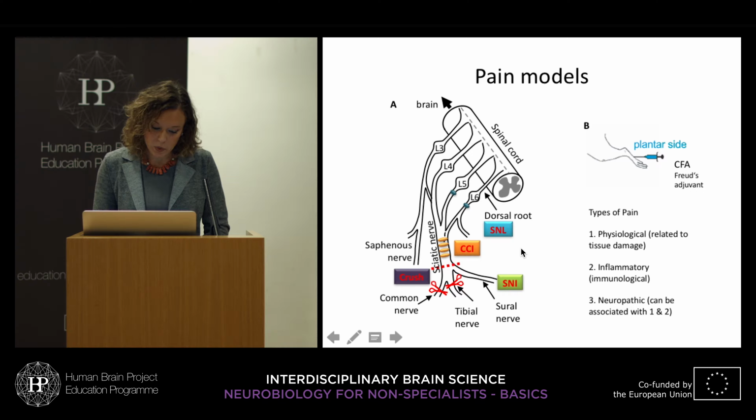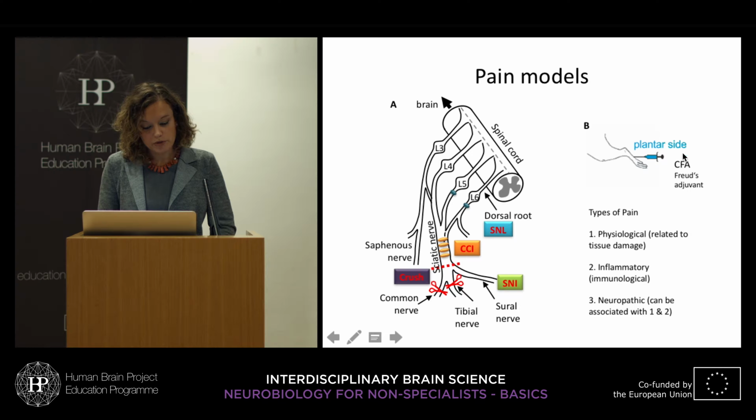So, for example, we can see the spared nerve injury, where the common peroneal and the tibial nerve are cut and only the sural nerve is intact. Or the crush, where a crush is performed on the sciatic nerve. The chronic constriction injury, where you have 4 ligatures on the sciatic nerve. And then the SNL, where you have a ligature here on the nerve.